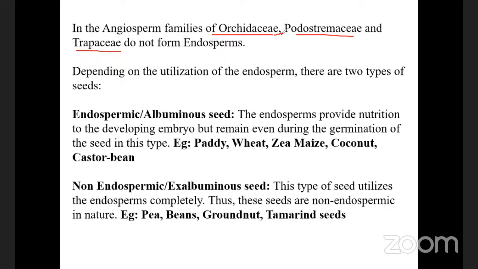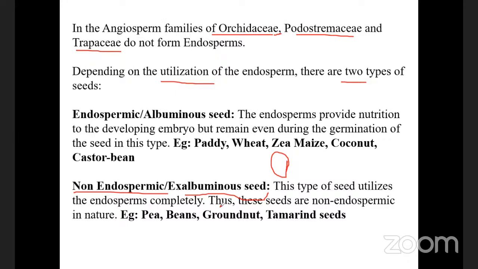And then endosperm again has two types based upon the utilization of the endosperm. If all the endosperm is completely utilized, there is no endosperm in the seed, only the embryo and cotyledons are present. That we call non-endospermic or exalbuminous seeds. The albumin, the endosperm, is totally utilized by the embryo for its development in the seed.